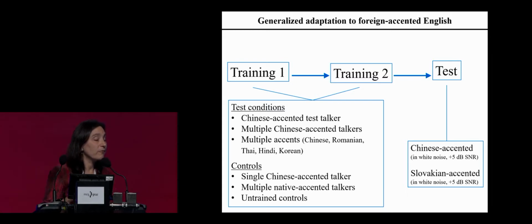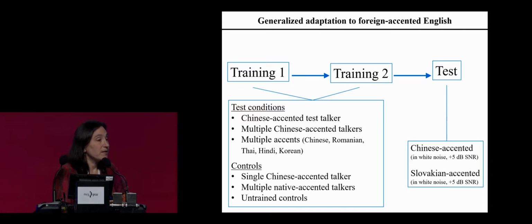So here we're looking for talker-independent adaptation to features of Chinese-accented English, which, remember, are systematic because they are derived from the interactions between the L1 and the L2. And then finally, we're going to look for accent-independent adaptation, which, remember, we believe to be possible because of the language general features of foreign-accented speech.